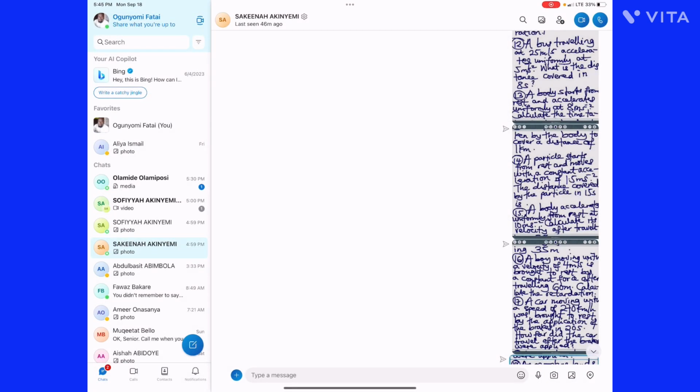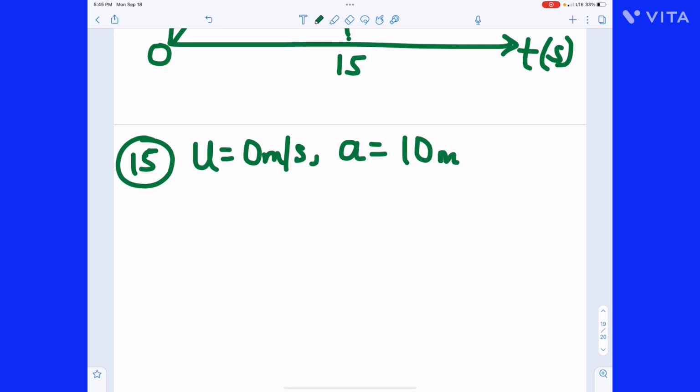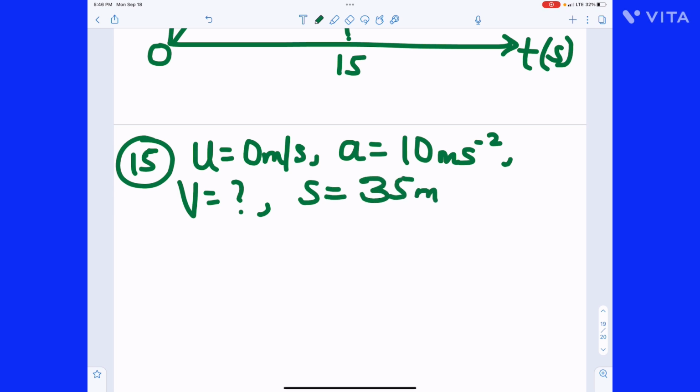After traveling a distance of 35 meters. That's simple. Accelerate from rest, 0 meters per second, with an acceleration of 10 meters per second squared. Then it says calculate its velocity. Here we don't have any business with time. We need the final velocity after traveling a distance of 35 meters.